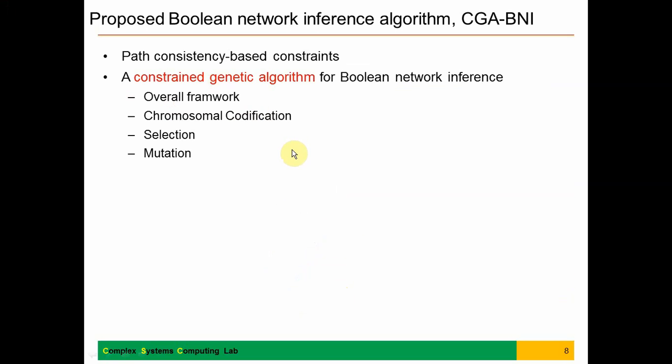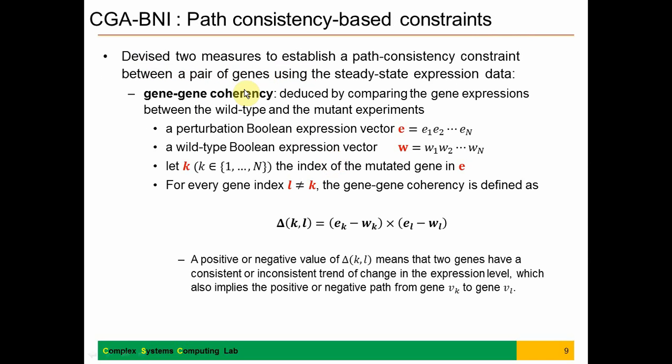Next, we will introduce our proposed method, CABNI. Firstly, we will introduce the path consistency constraint, and the next is our GA framework. The path consistency constraint is used to reduce the running time of the GA. So we devise two measures to establish a path consistency constraint.